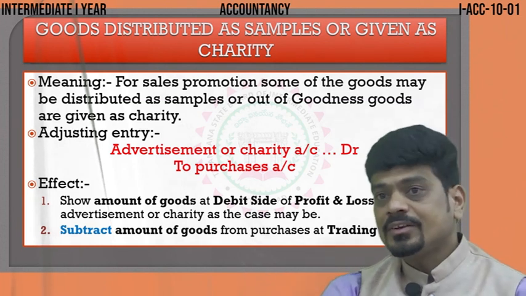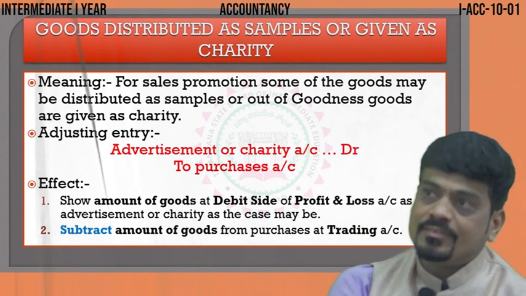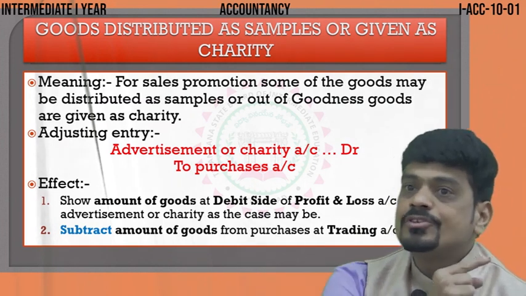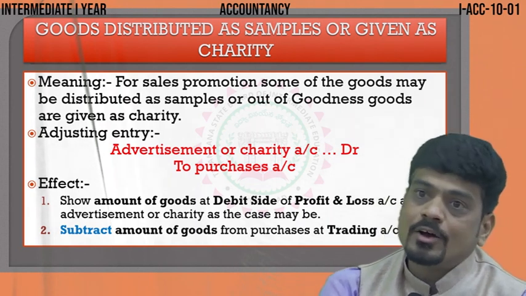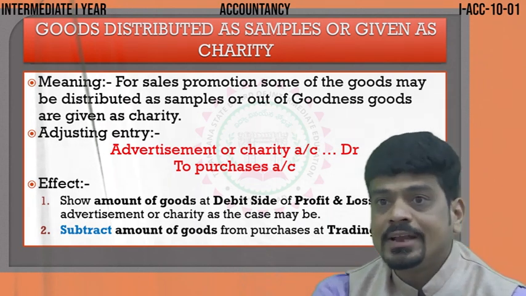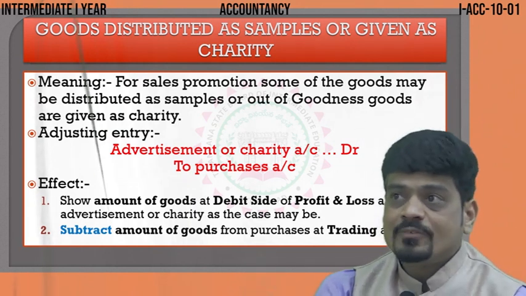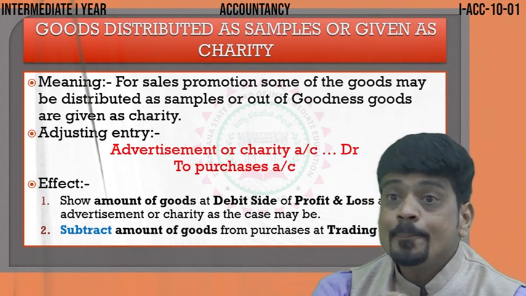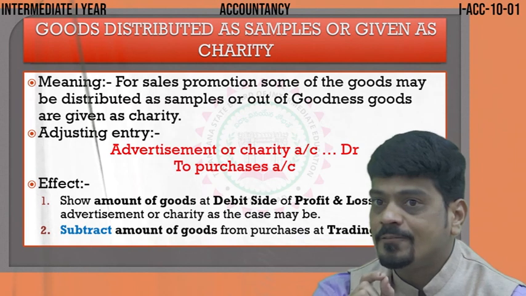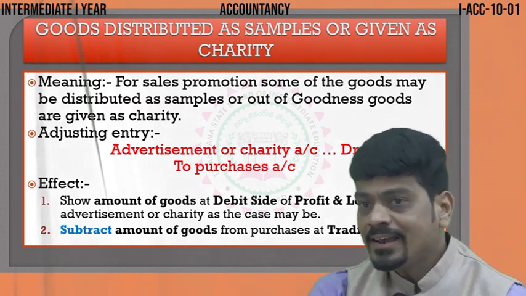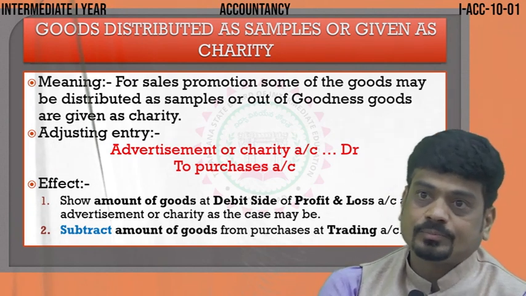And what is the effect? First, whatever we have distributed as advertisement or charity, we show on the debit side of profit and loss account. You can write it as advertisement or charity. Then second, we subtract it from purchases in the trading account. Be careful, we have to subtract from purchases at the trading account. This is for goods distributed as samples.